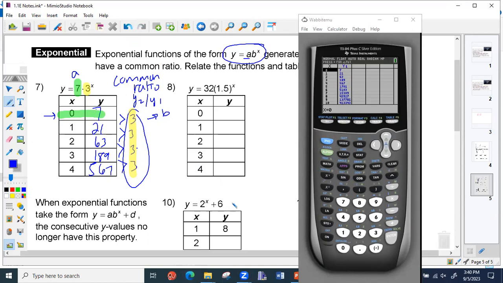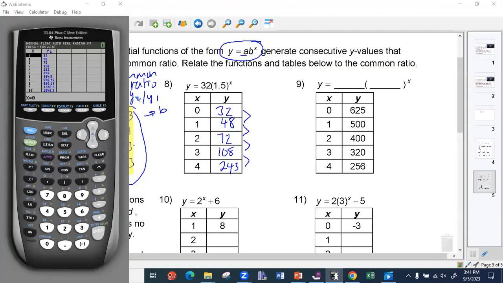All right. So what I want you to do is take a moment, do the same thing with 8, and I will check or show you up here what you should have gotten. Once you graph and input your equation, you should have gone to the table and got your values. Now you're looking for the common ratio. Again, your common ratio means you're doing y2 divided by y1.